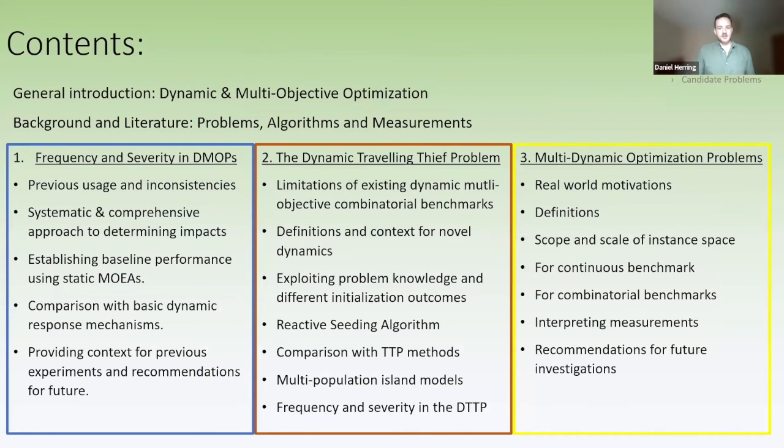So we've covered parameters and problem gaps in combinatorial dynamic multi-objective optimization. Now let's look at what comes next. Introducing novel problems that incorporate additional realistic characteristics. Multi-dynamic problems. The aim here is to propose definitions for candidate benchmarks and determine the key challenges for this type of problem. By no means are these concrete and the not comprehensive conclusions.